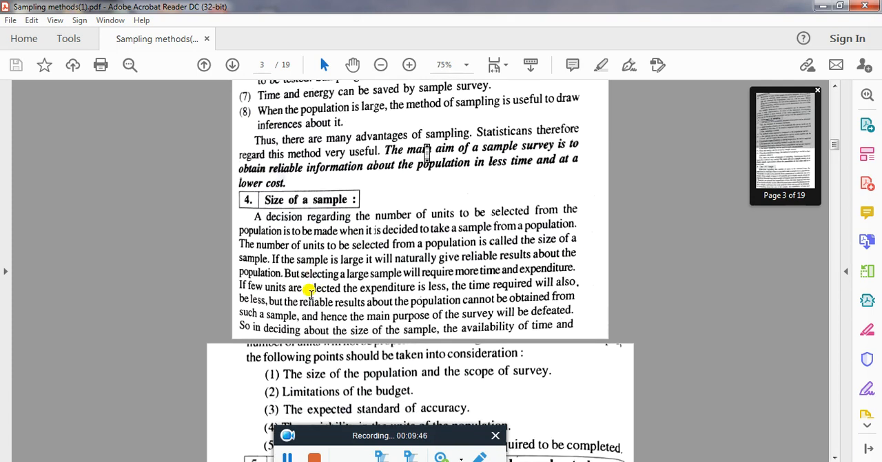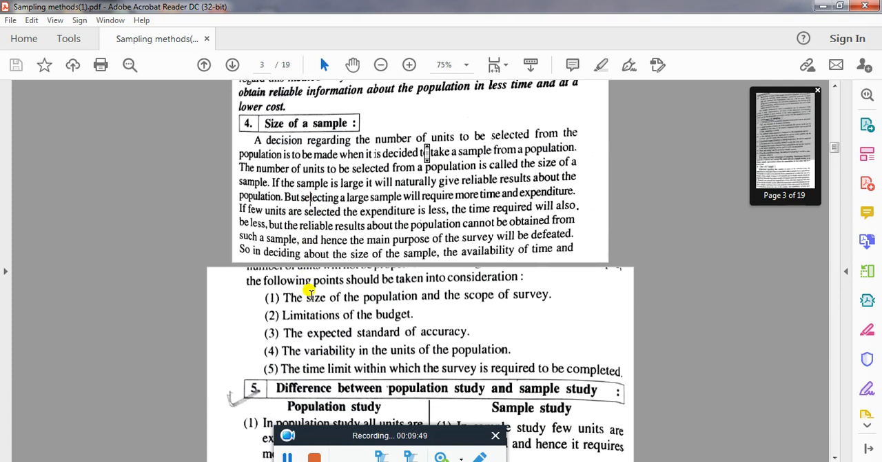Just I am focusing on the characteristics, the size of the population and the scope of the survey, where to focus on what, then limitations of the budget, the expected standard of accuracy, then variability in the units of the population. And the last one, the time limit within which the survey is required to be completed. If you have a limited time frame, then you should complete your work within time. So in that case, you need not examine all the units, so you have to go with the sample. Even when you are going with the sample, you have to consider a lesser number.